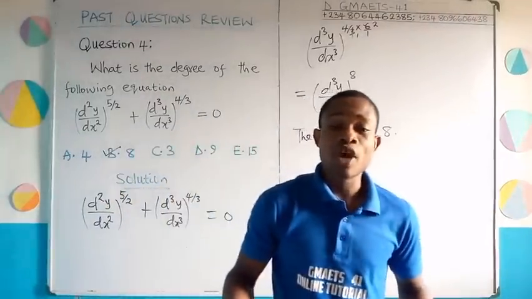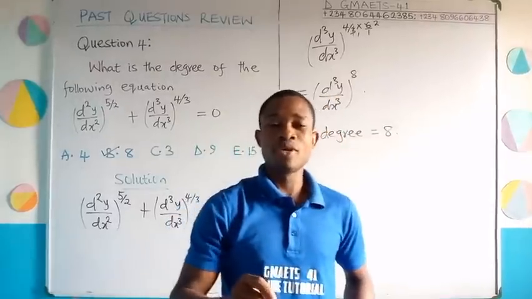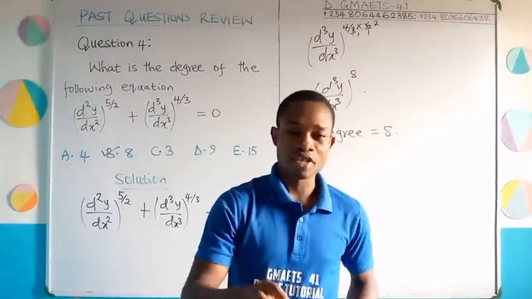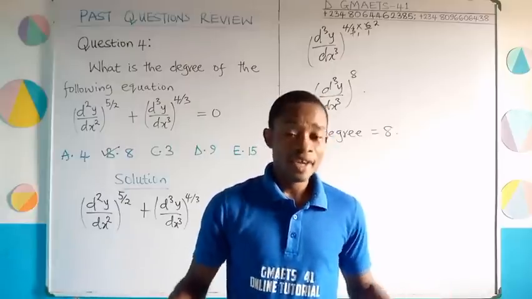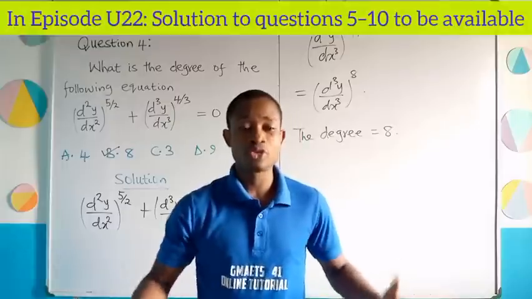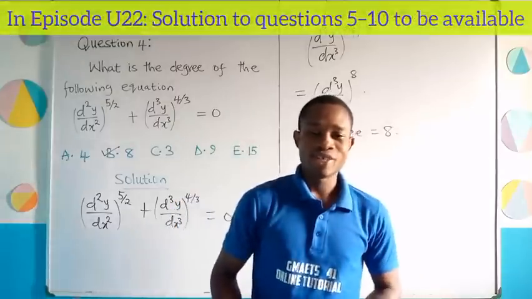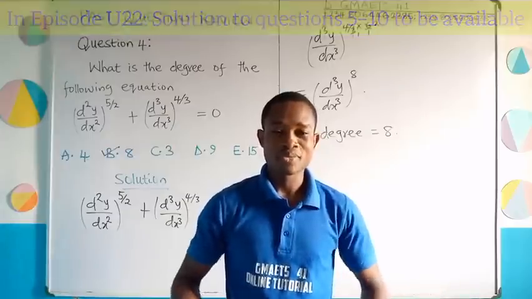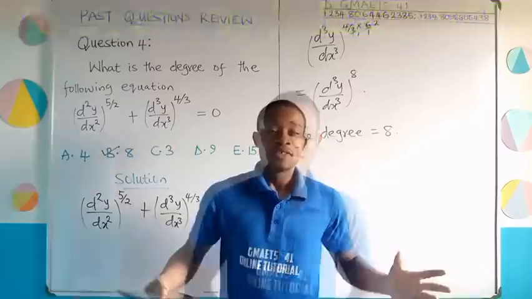And this is how we've come to the end of episode U21 of our past question review on ordinary differential equation. In our next episode U22 on ODE, we shall look at the next question counting from question number 5.